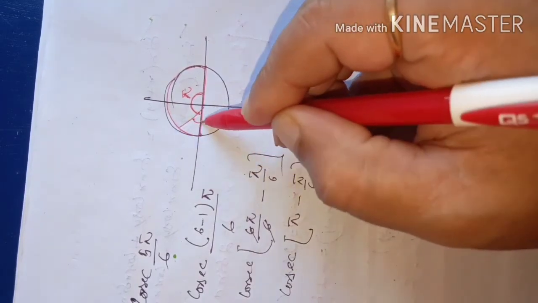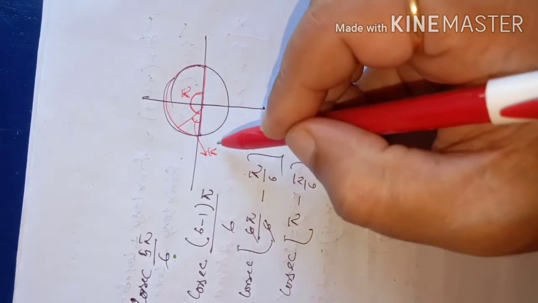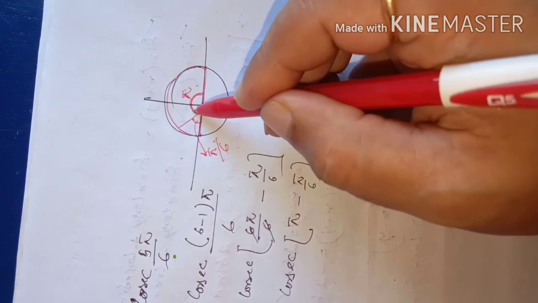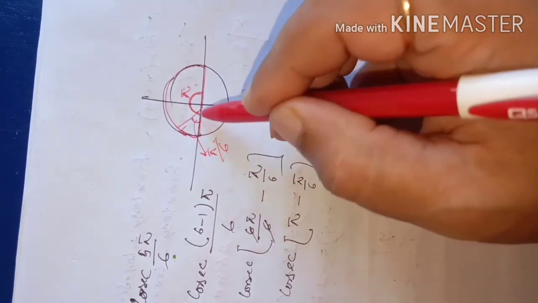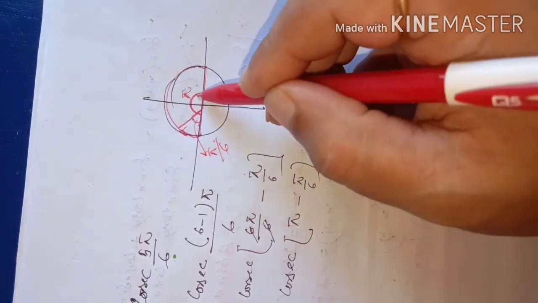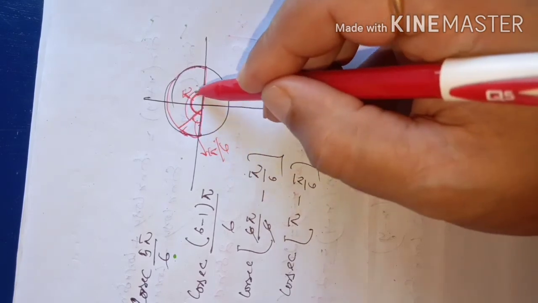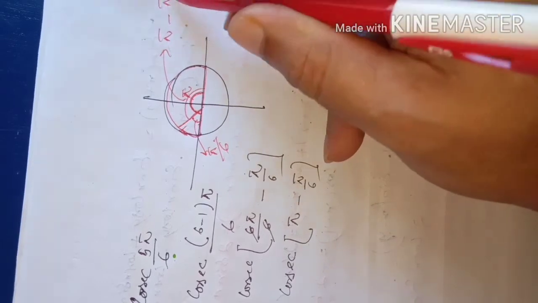Suppose this angle is pi by 6. Then what is the angle that is left out? At first it has made pi angle, then after that the revolving ray has gone back this side by pi by 6 angle. Then the remaining angle will be pi minus pi by 6. That is, for this angle it is pi minus pi by 6.